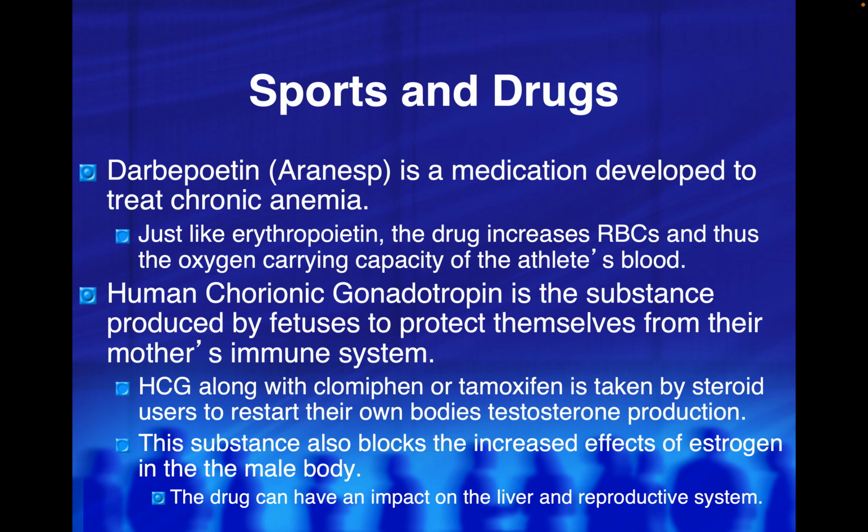Darbepoetin, Aranesp, is a medication developed to treat chronic anemia. Just like erythropoietin, the drug increases RBCs and thus the oxygen-carrying capacity of the athlete's blood. Human chorionic gonadotropin is a substance produced by fetuses to protect themselves from their mother's immune system. HCG, along with clomiphene and tamoxifen, is taken by steroid users to restart their own body's testosterone production. This substance also blocks the increased effects of estrogen in the male body. The drug can have an impact on the liver and reproductive systems.